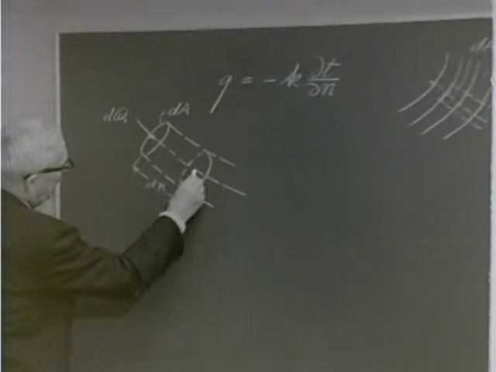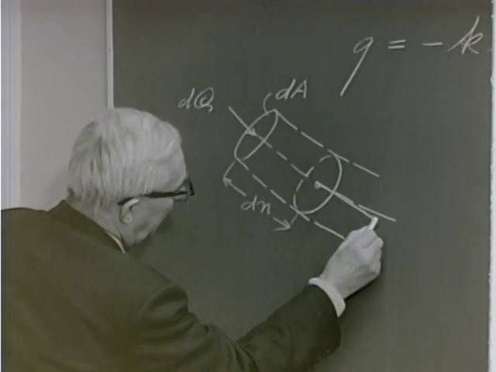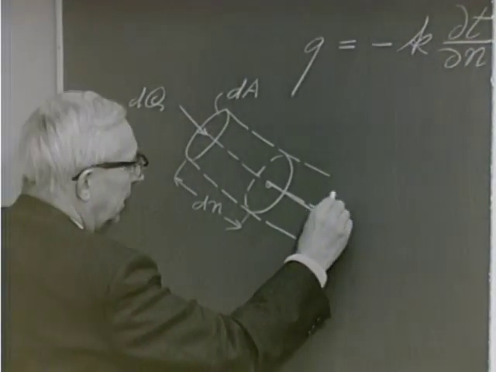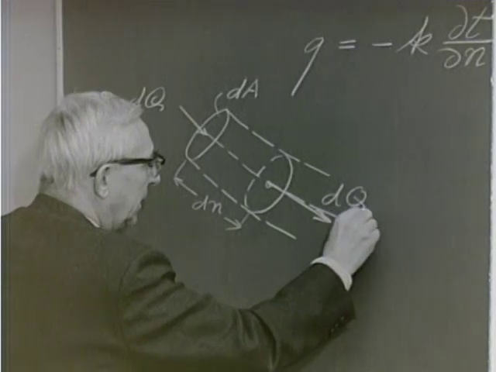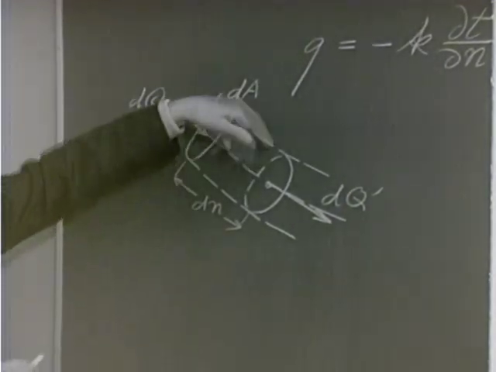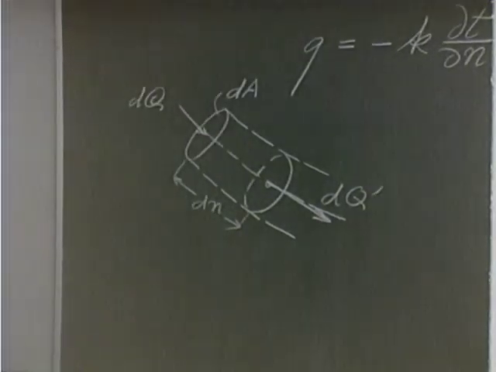We will have a heat flux leaving on the other side, which in general will be different from this one here, so I call it dQ dash. We will have no heat flux crossing through the periphery of our stream tube.